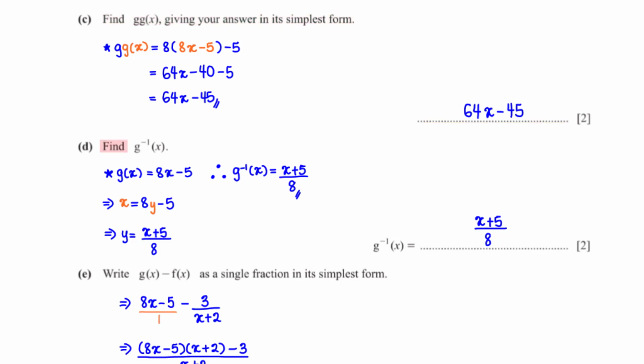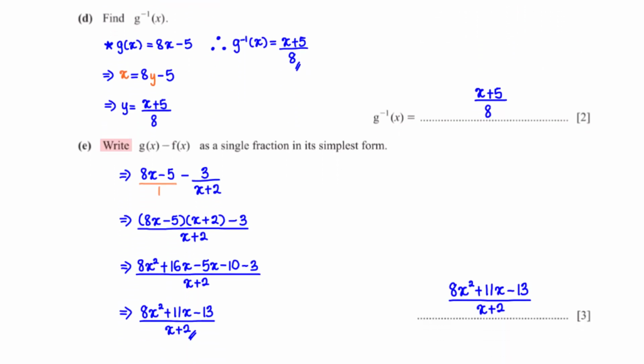Find g inverse of x. We know g of x is 8x minus 5. In the first step, we replace g of x with x and replace x with y. When we make y the subject, this is what we get. The result we have for y is the same as g inverse of x, which means g inverse of x is equal to (x plus 5) over 8.